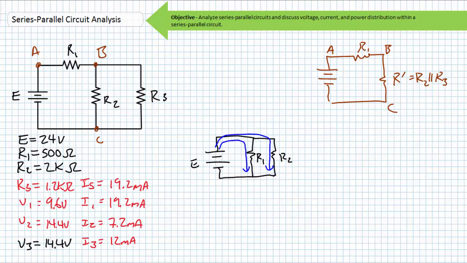A short inside a parallel relationship effectively removes the parallel combination's opposition. With no opposition, source current will dramatically and potentially catastrophically increase.